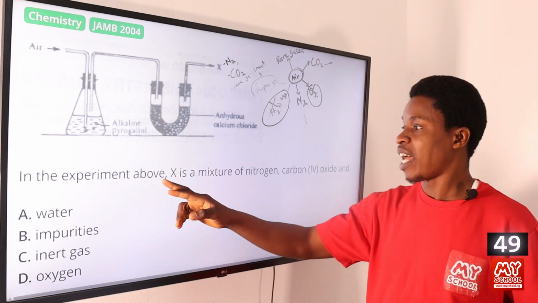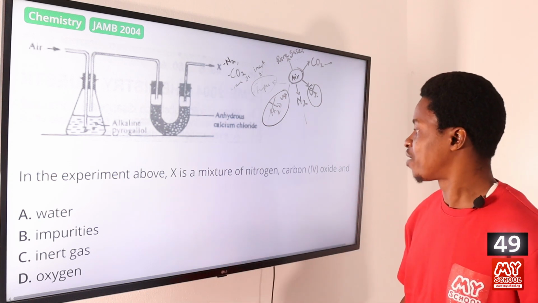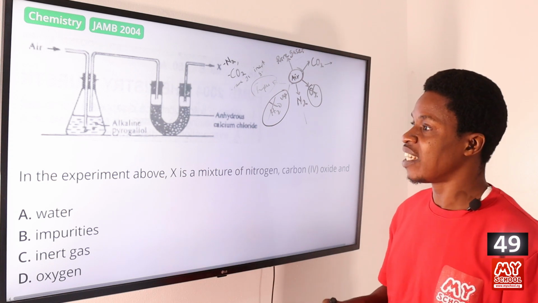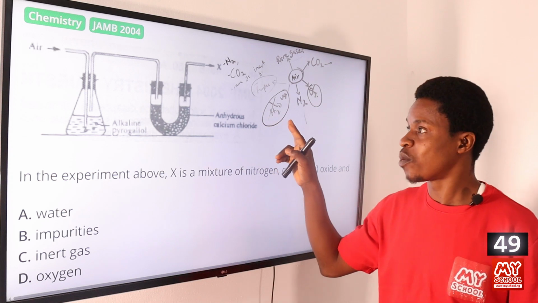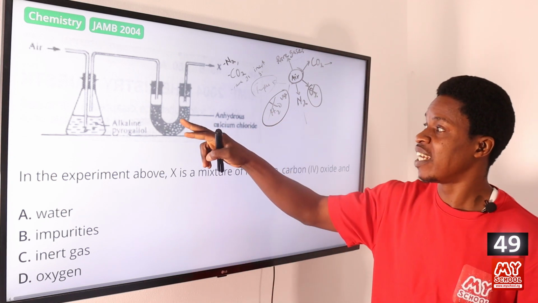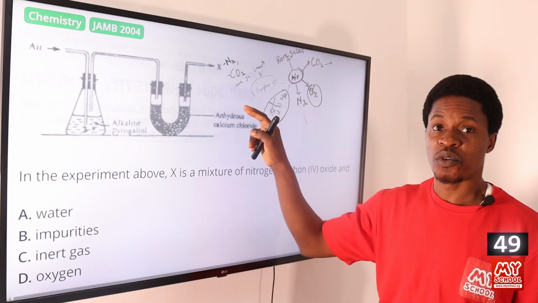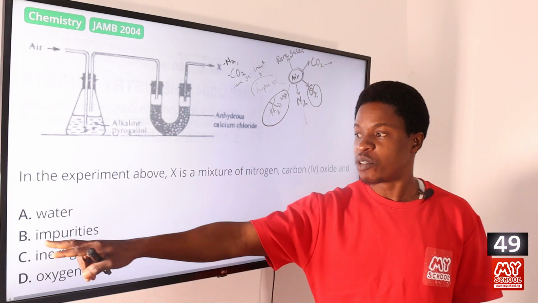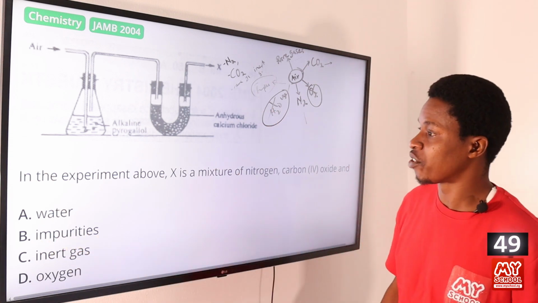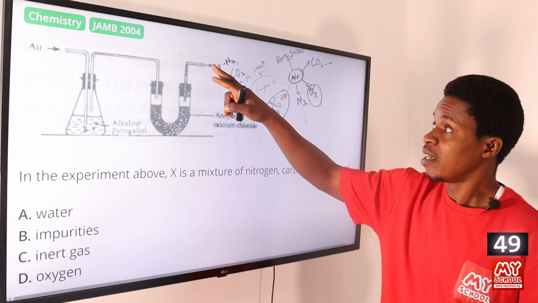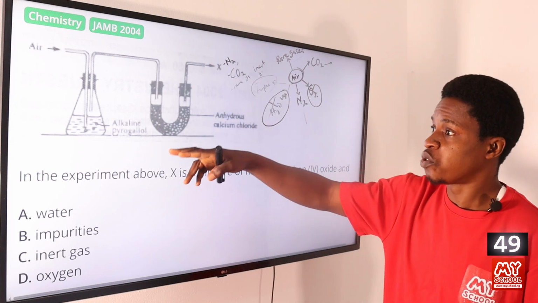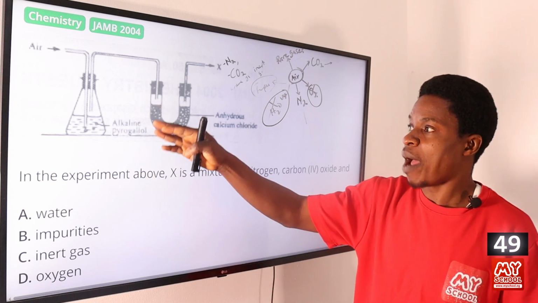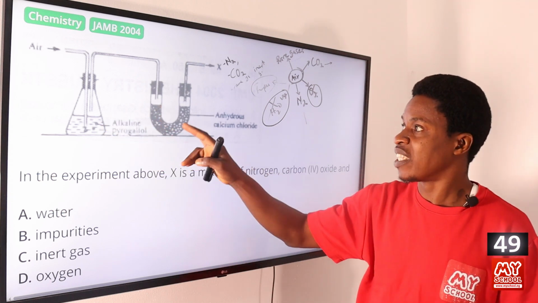In the experiment above, X is a mixture of nitrogen, carbon dioxide, and what? Option A says water. Water is wrong because water has been removed here by anhydrous calcium chloride, so it is kept dry. Option B says impurities, where we are talking about gases. This gas, we have impurities, should also have been trapped out before we get to this point.